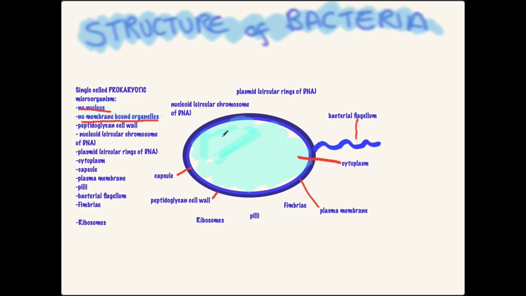And there are also little circular rings of DNA called plasmids. And one main singular circular chromosome of DNA called the nucleoid. Lastly, there are these hair-like structures sometimes around the bacteria cell. These can be called fimbriae or pili. The pili will be longer than the fimbriae.